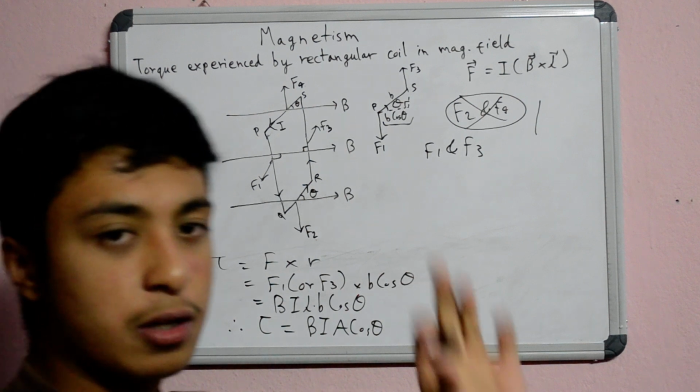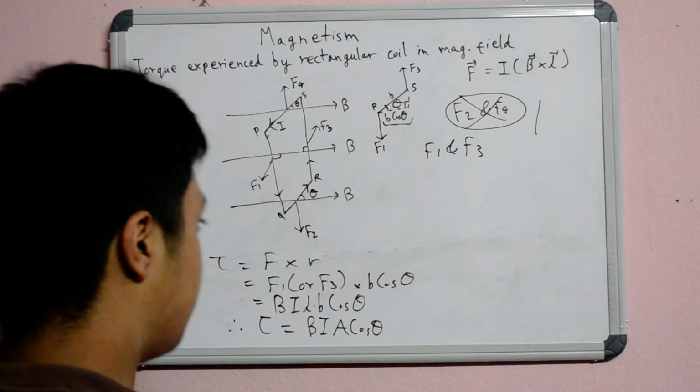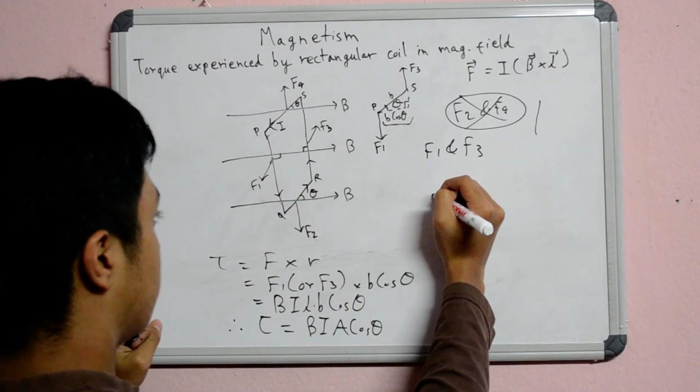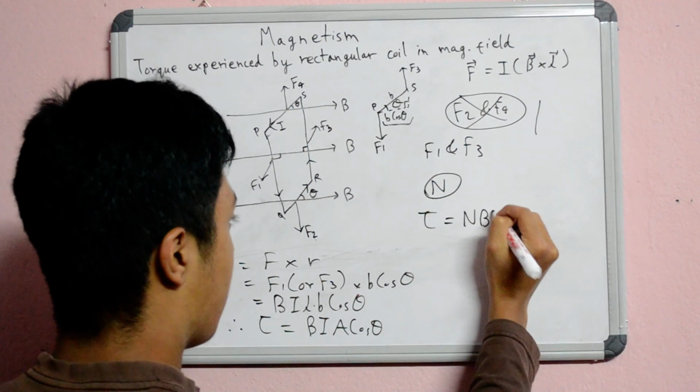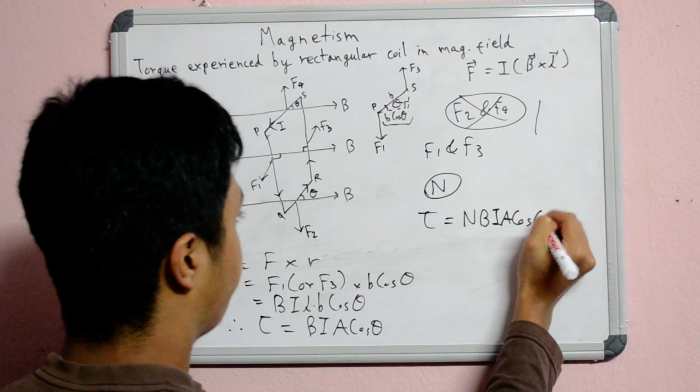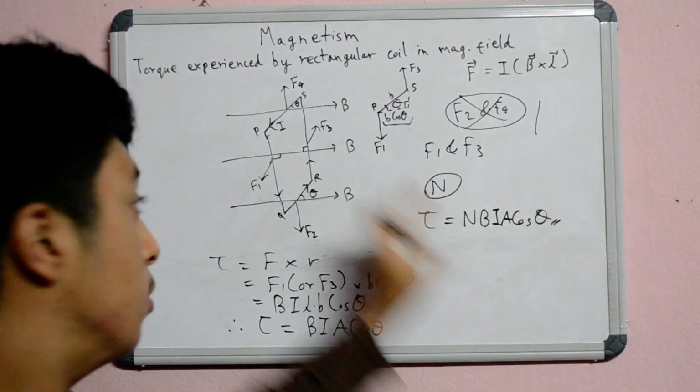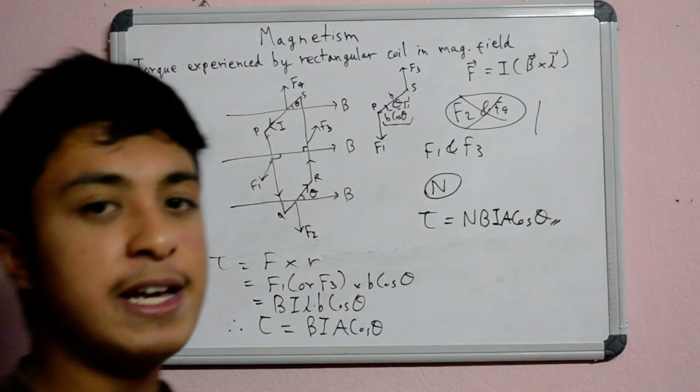Now, if this rectangular coil has n number of turns in it, then the torque will be nBIA cos theta. This is the required expression for the torque experienced by a rectangular coil in a magnetic field.